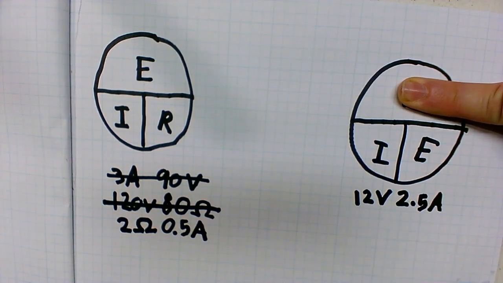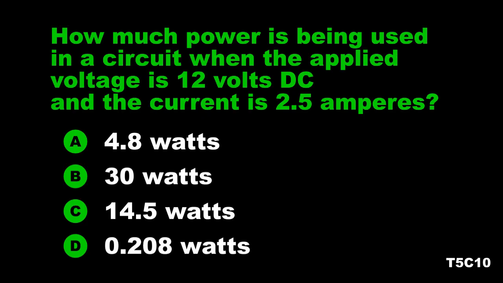What's 12 times 2? Well, 12 times 2 is 24. And then what's another half? Half of 12 is 6. So it'd be 30. Right, so it would be B, 30 watts. Good job.